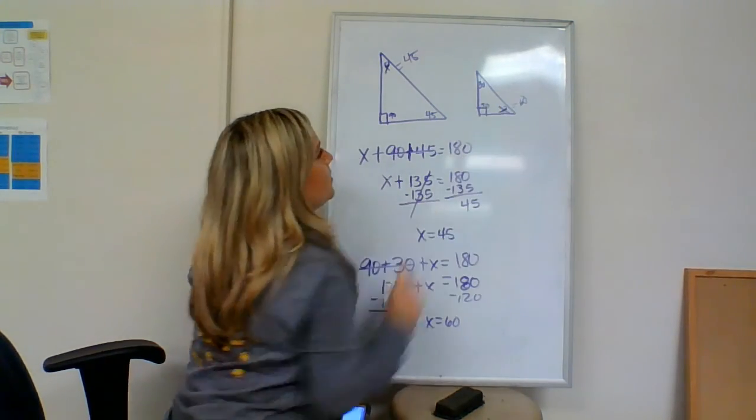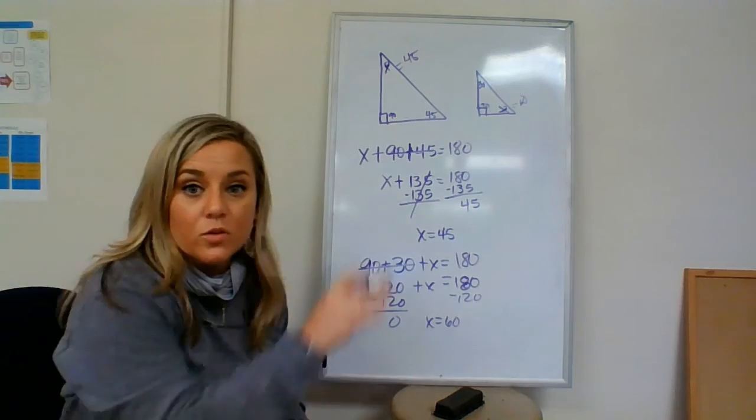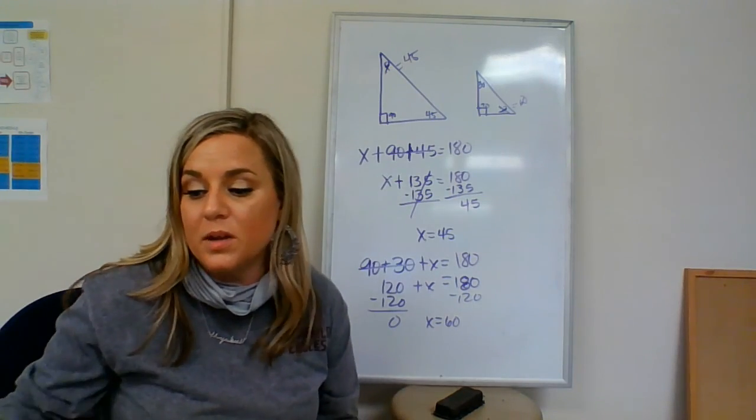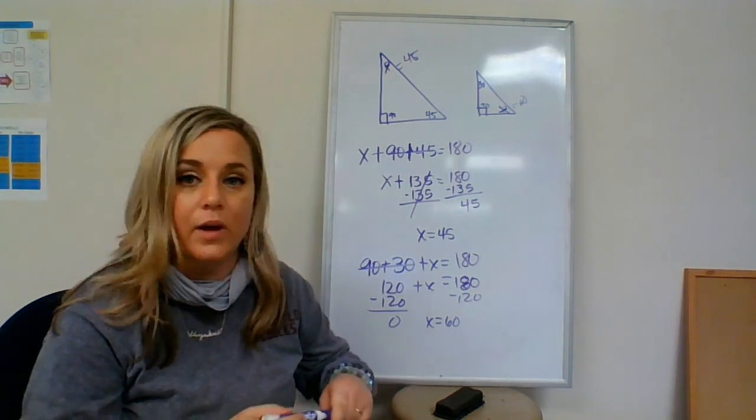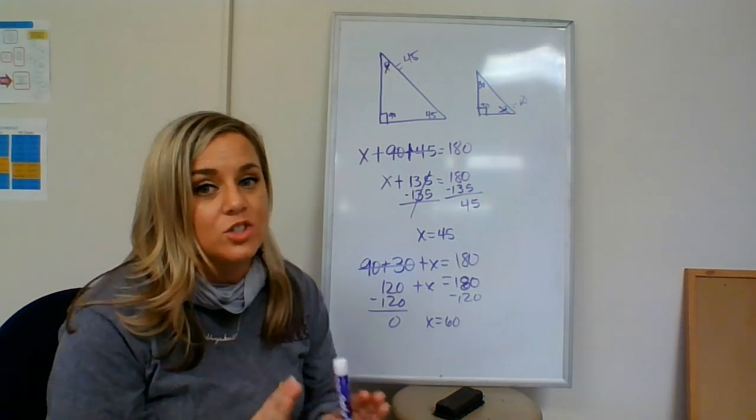So those are not congruent. Those would not be considered similar triangles because their corresponding angles are not congruent. Okay? So if you have questions, ask me.